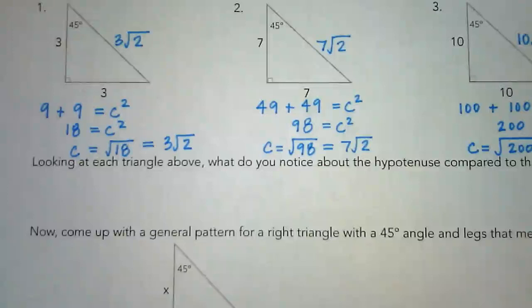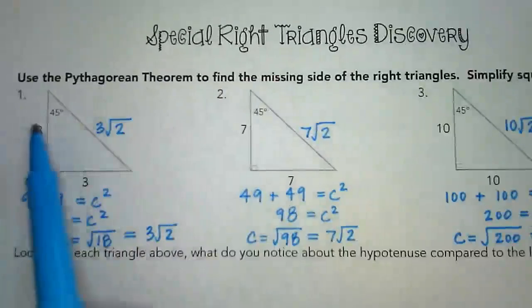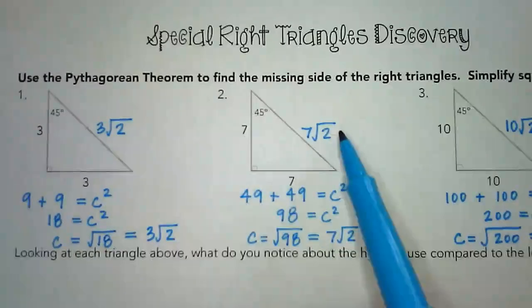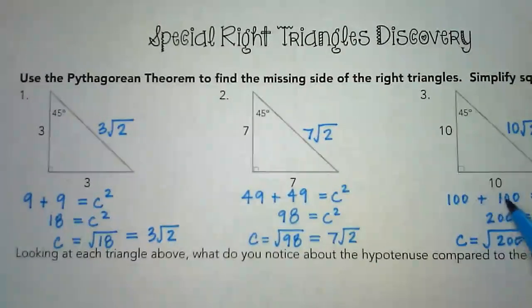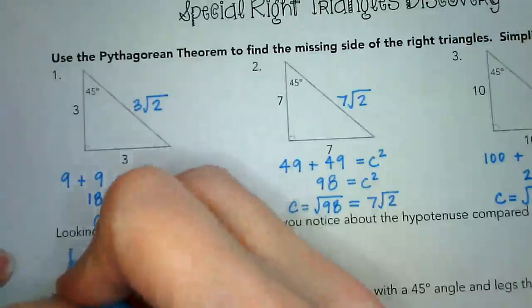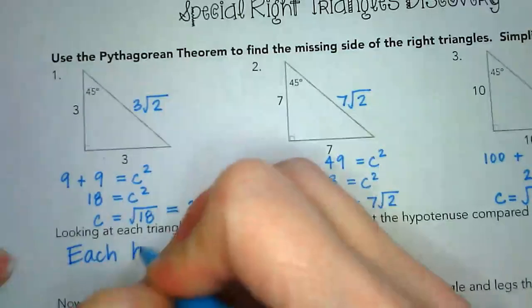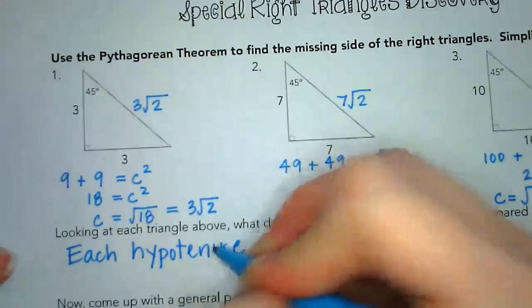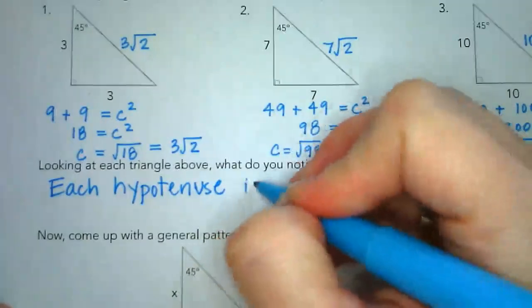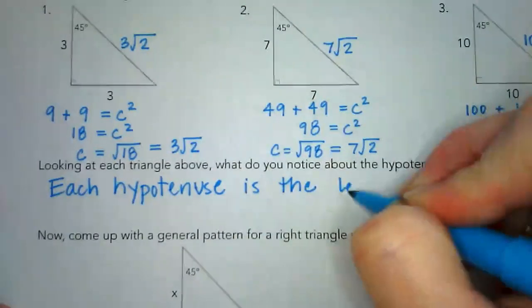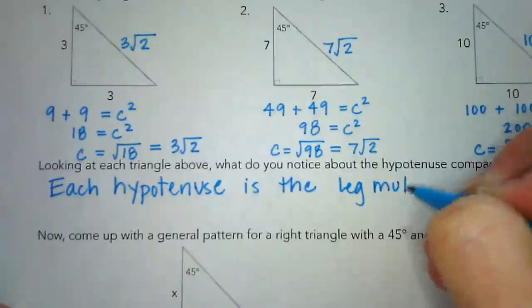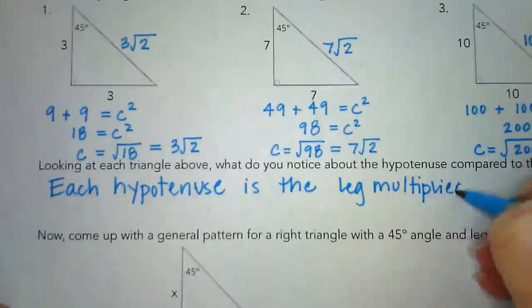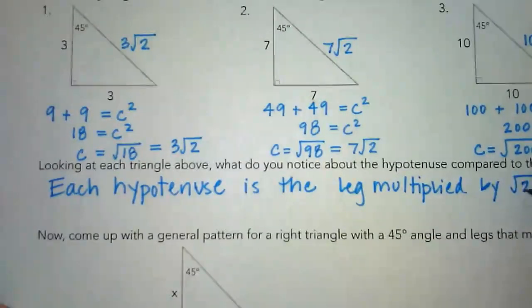All right, so looking at each triangle, what do you notice about the hypotenuse compared to the legs? Well, in every single question, the hypotenuse was just the leg measurement multiplied by the square root of 2. So each hypotenuse is the leg multiplied by square root of 2.